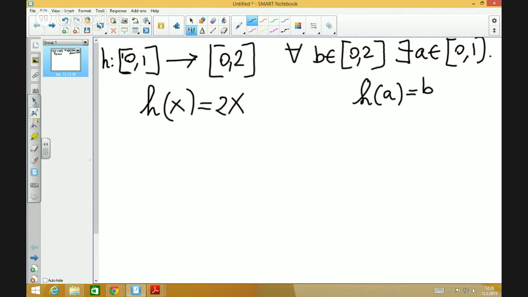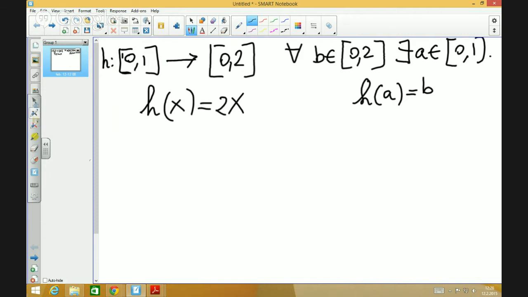First of all, this is actually a function between 0, 1 and 0, 2. Why? Because if your input number is between 0 and 1, your output number is going to be between 0 and 2, because you double it.